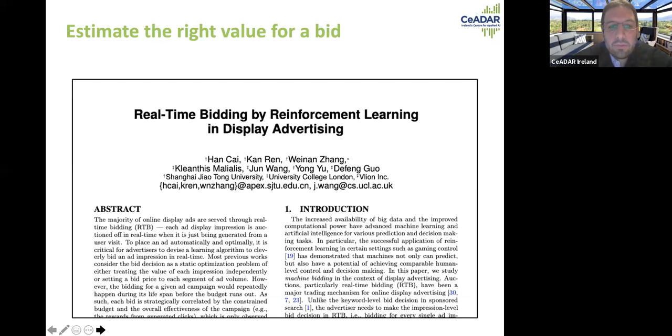And also, as I was saying, how to improve your real-time bidding campaigns by applying reinforcement learning. This is also a paper that has a lot of citations, and it's very good.